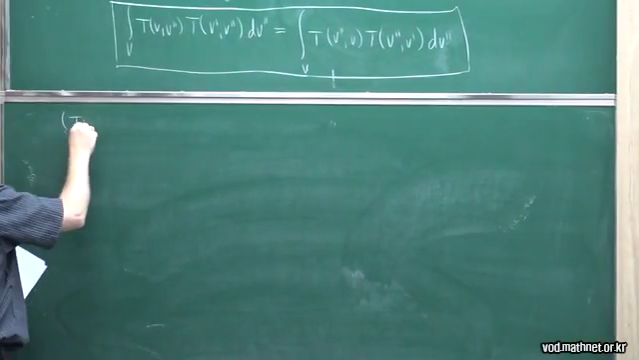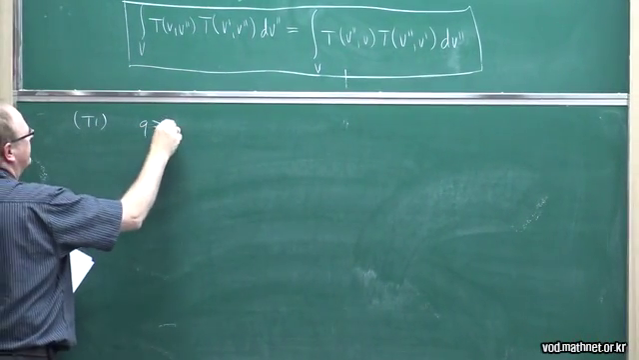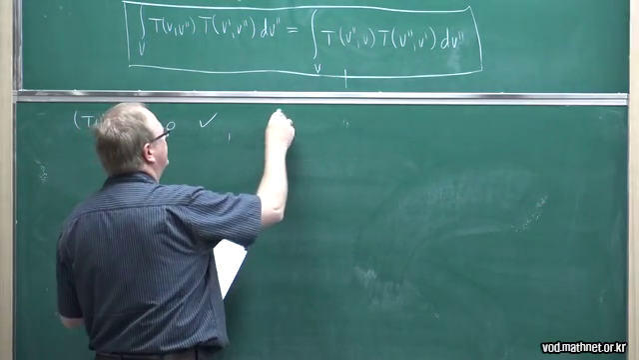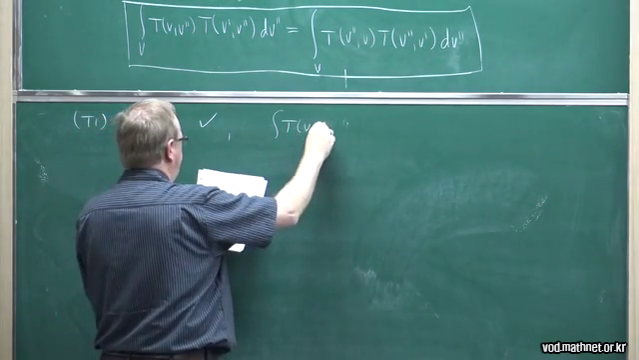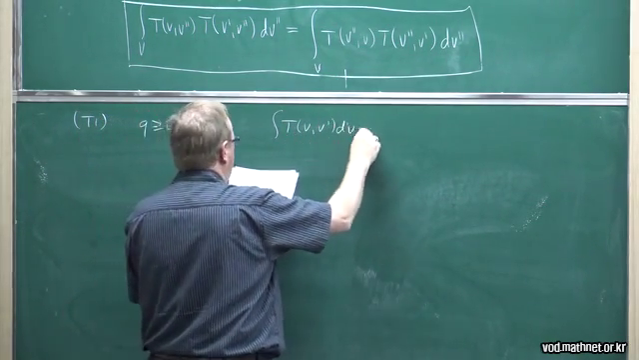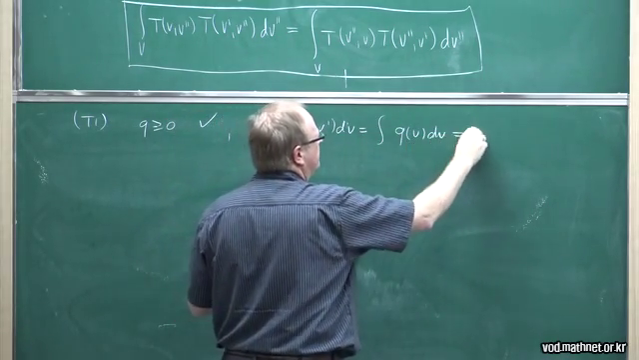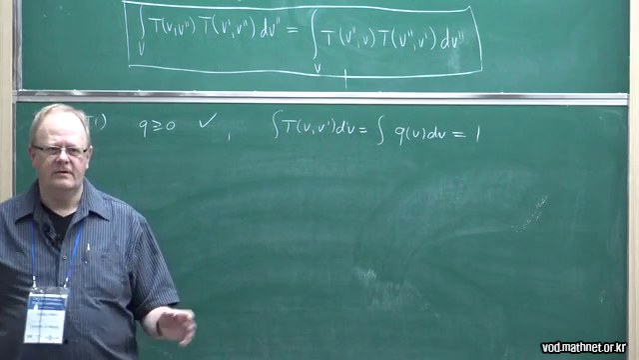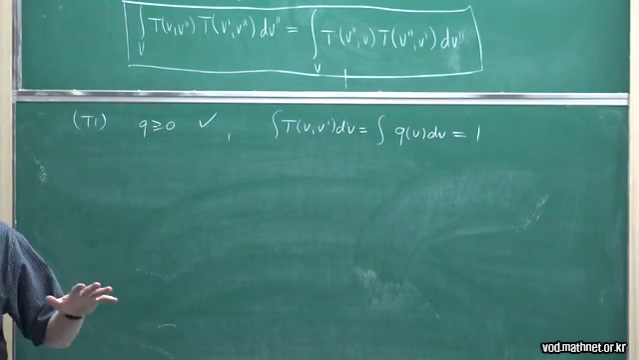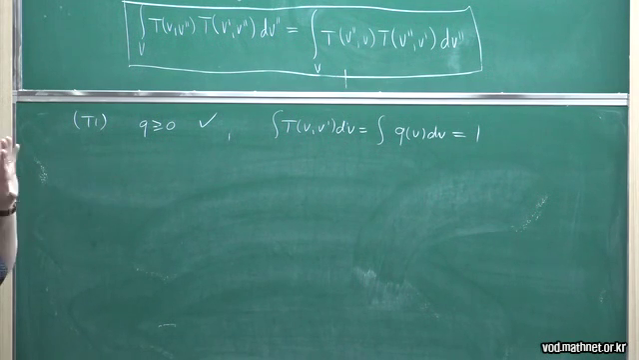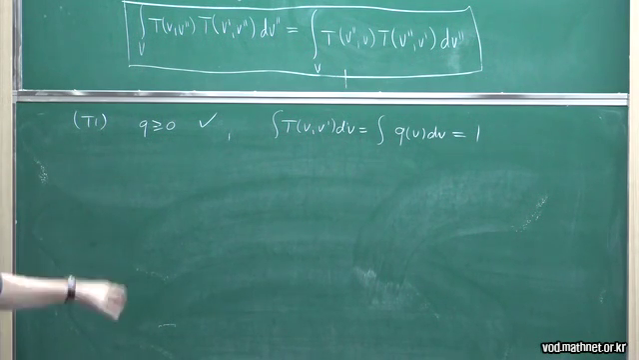Okay, so T1: Q is positive, non-negative, so that's fine. The integral of T(v', v) dv', this is the integral of Q(v) dv, which is equal to 1. So now I forget about the x dependence. Q depends on x, but these properties really only relate to the v dependence, so I don't need to write down the x dependence here.